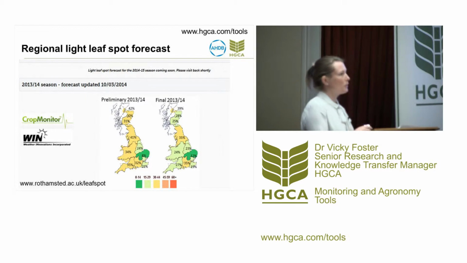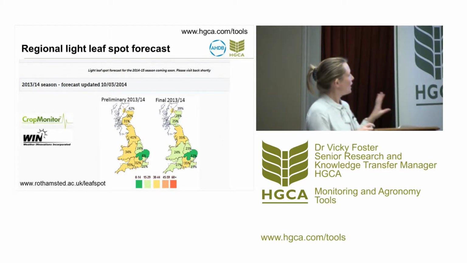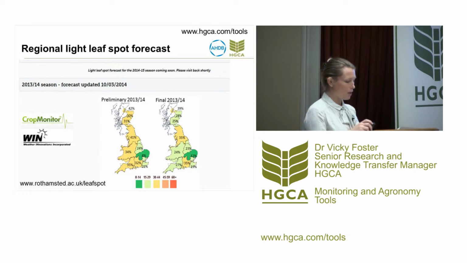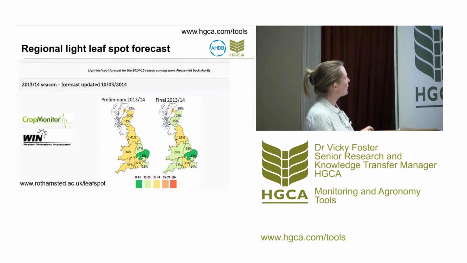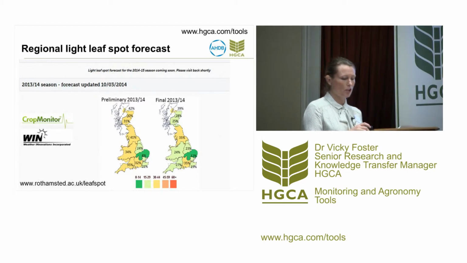So this is work we've been doing for a number of years with Rothamsted Research. This information actually sits on the Rothamsted page, and you can access it either directly from HGCA or also from Rothamsted. And you can see that it provides a lot of very useful information. We've got information here on the pathogen life cycle, the actual visual symptoms, so recognising the disease, the forecast development within the season, information regionally, and also historical information.